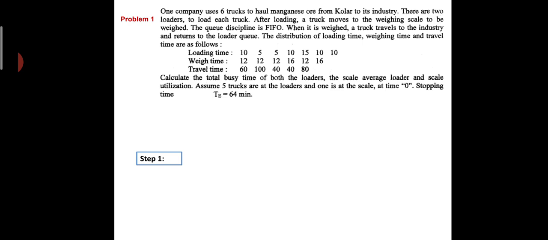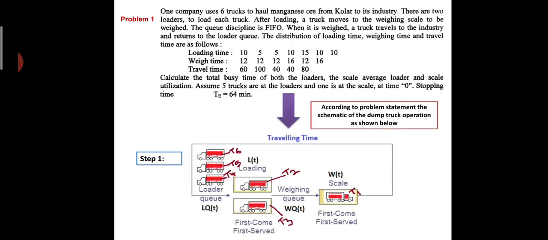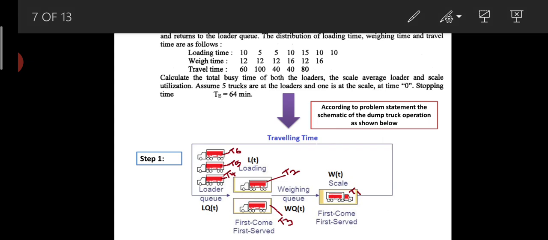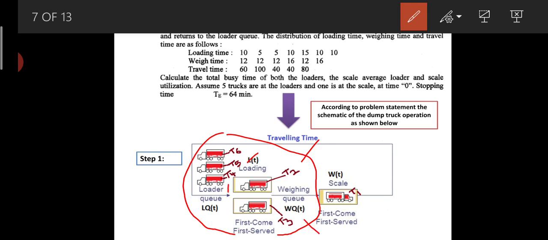According to the problem statement, we draw the schematic diagram of the process as shown below. Out of 6 trucks, 5 trucks are at the loader. In these 5 trucks, 2 trucks are being loaded, that is T2 and T3. T4, T5 and T6 are present at the loader queue, and 1 truck, T1, is present at the scaling point. So there are no trucks right now at the weighing queue.